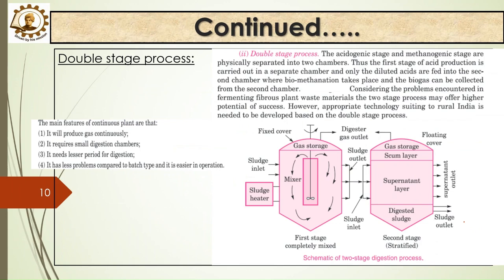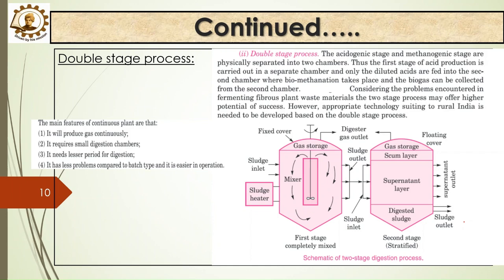Coming to the double stage process. The double stage process is a process where the process is divided into two stages. The acidogenic stage and the methanogenic stage are physically separated into two chambers. The first stage of acid production is carried out in a separate chamber, and only the diluted acids are fed into the second chamber, where biomethanation takes place and the biogas can be collected from the second chamber.